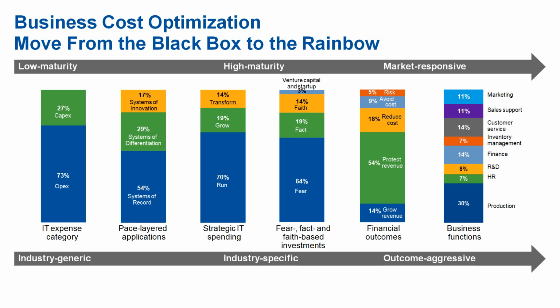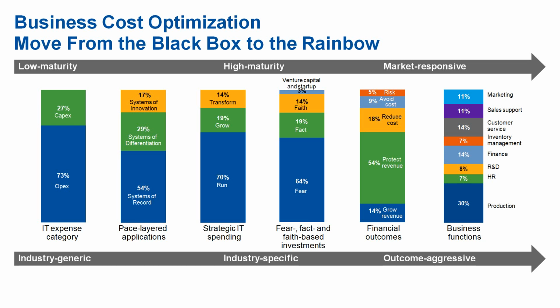Then the second is the next level of refinement of the category. The third one is how much percentage we spend on transformation, growing and running. And the next one is about our investments. So it's like fear, fact, and faith-based investments. So these are the categories.